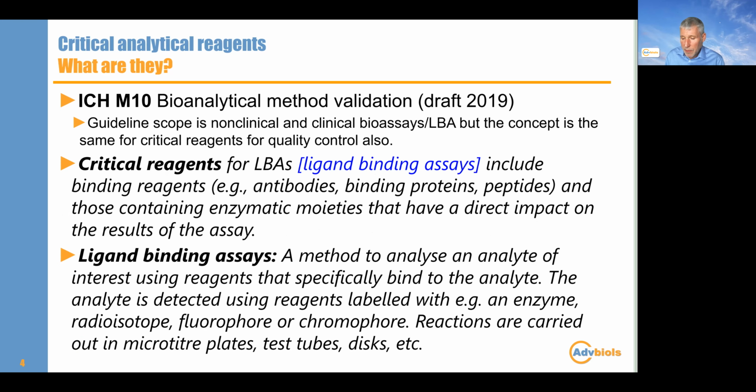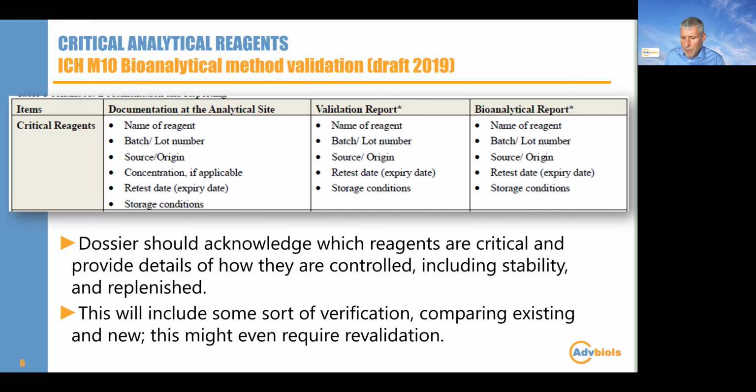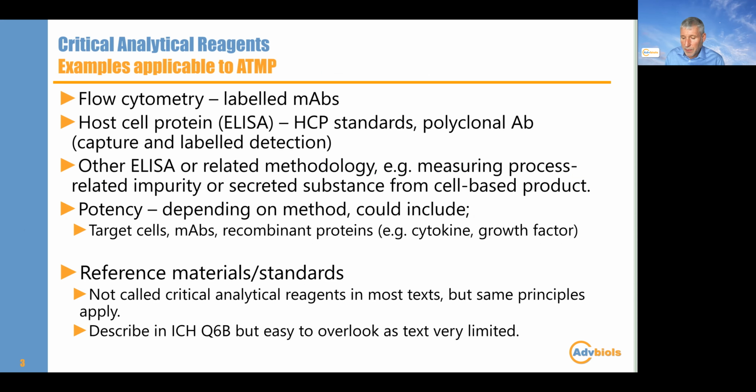So let's look at some. Oh, sorry, going in the wrong direction. So the examples are things like flow cytometry, labeled antibodies, host cell proteins. So many of you might be, for your vectors, probably using an off-the-shelf kit from Cygnus, perhaps. You seem to be the ones that make them all. Those are a sort of generic host cell protein ELISA. And for some products, that might be acceptable all the way through to approval.